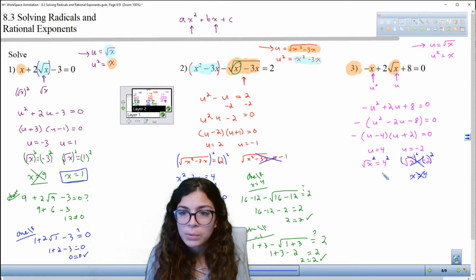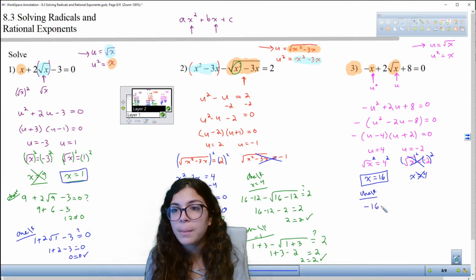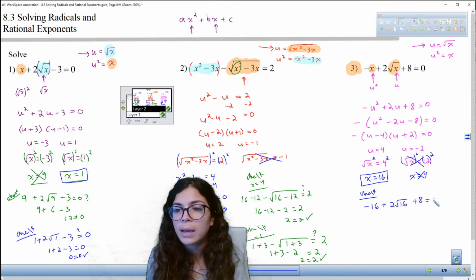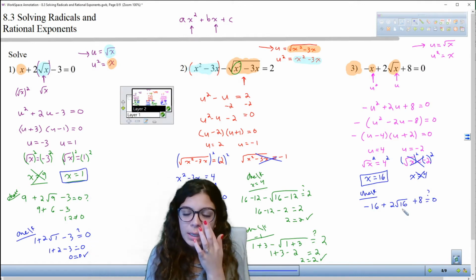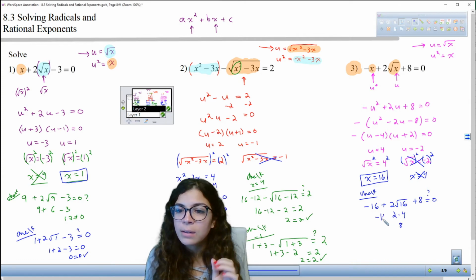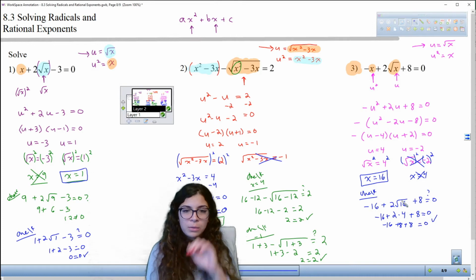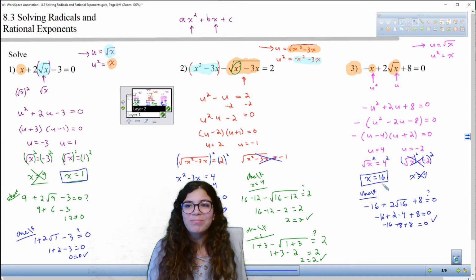We can go ahead and square both sides. So we have x equals 16. And again, I will just verify that by checking it. So negative x plus 2 times the square root of x plus 8, does that equal 0? The square root of 16 is 4. 2 times 4 is 8. So we have negative 16 plus 8 plus 8. Negative 16 plus 8 plus 8 would give us 0. So yes, this is a good and valid solution. We are done. All right.